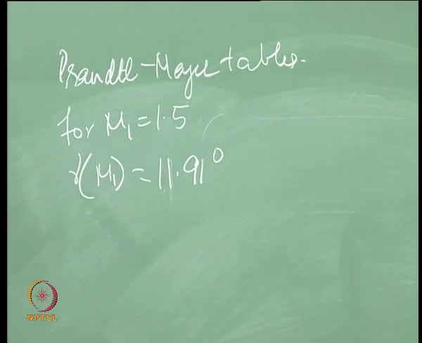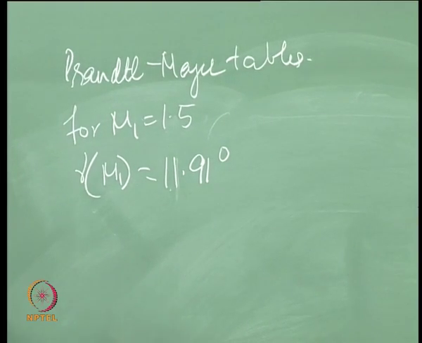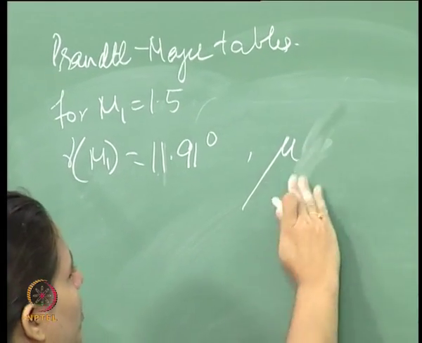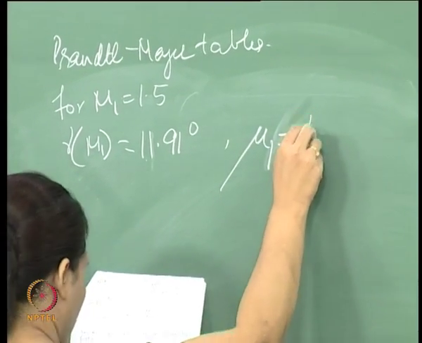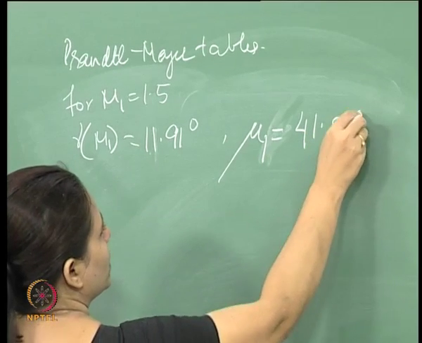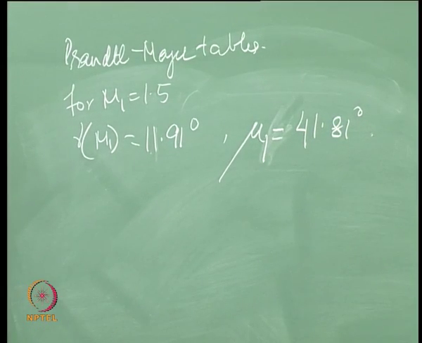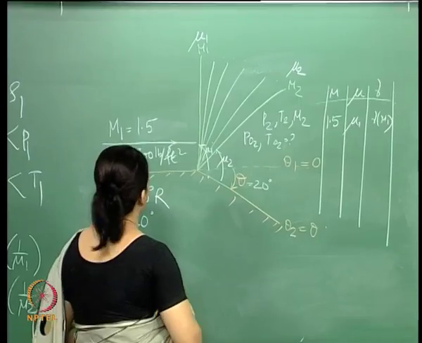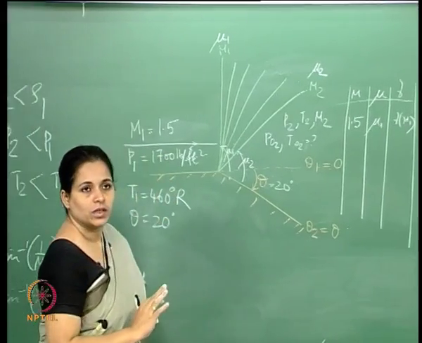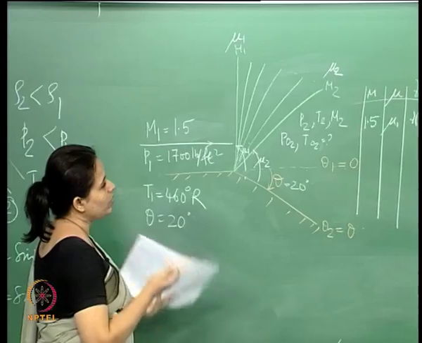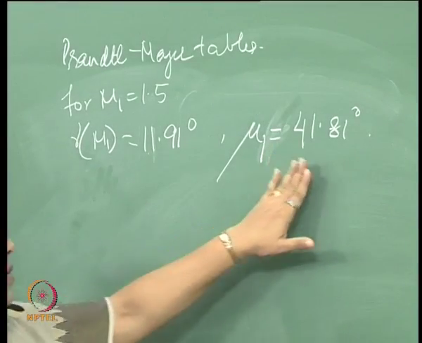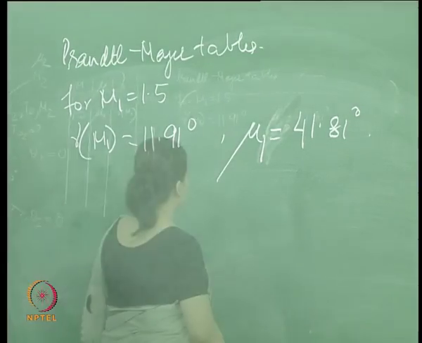Then we also get mu1, which is 41.81 degrees, around 42 degrees. That is all the information we will get at this point using the Prandtl-Meyer tables. I can only find out the Prandtl-Meyer function and the Mach wave angle. What do we do now?